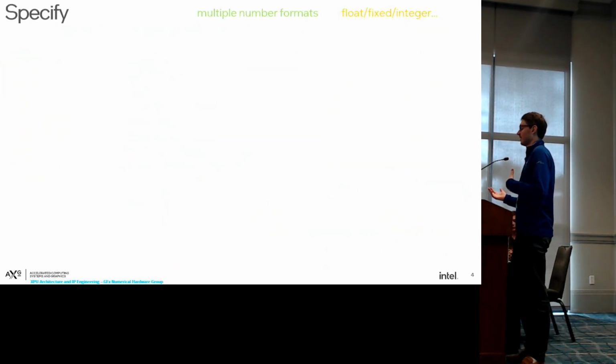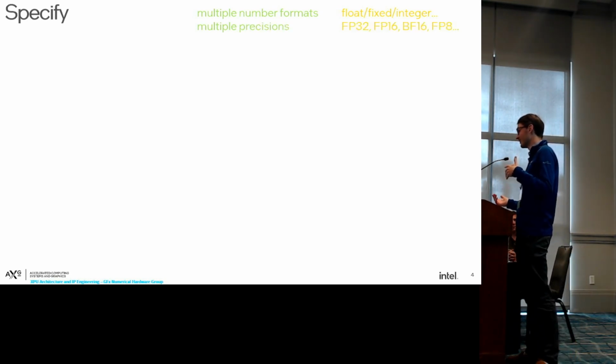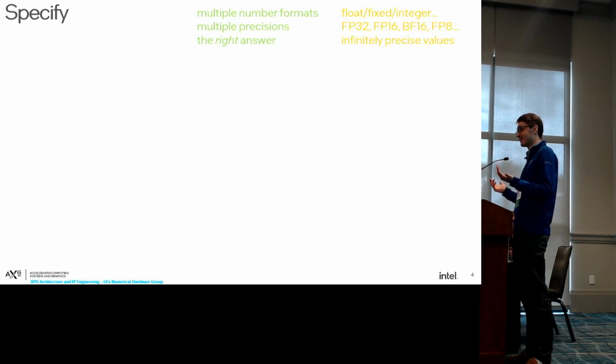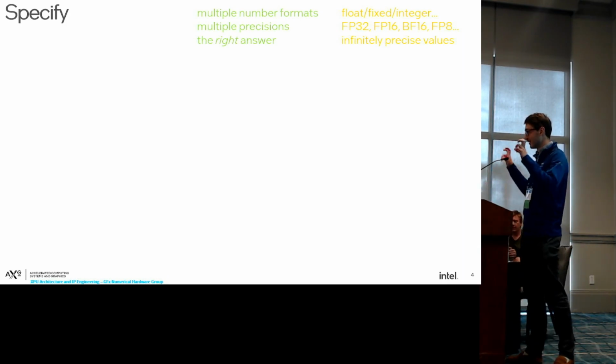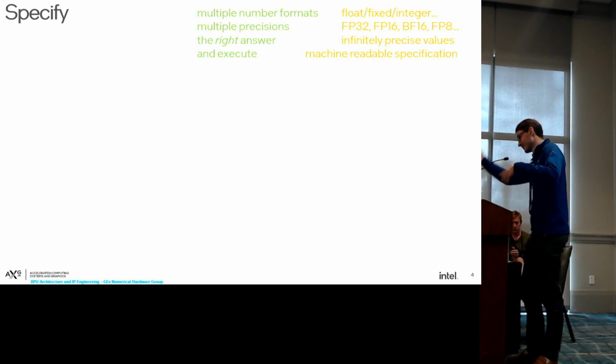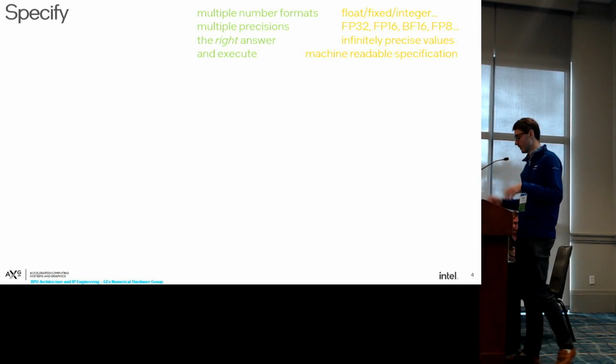So what do we talk about? Specifications. Then obviously we've got all these number formats. We've got multiple precisions that we might be interested in. We've got actually the right answer. What the hell is that? In general, how do we compute things that are in reals? And then how do we actually execute these things? And, as Alistair, I'm sure, presented this morning, machine-readable specifications can be a really powerful way to do that.